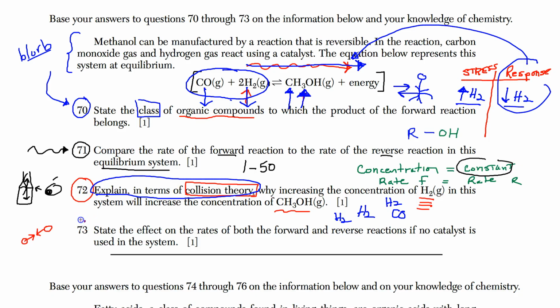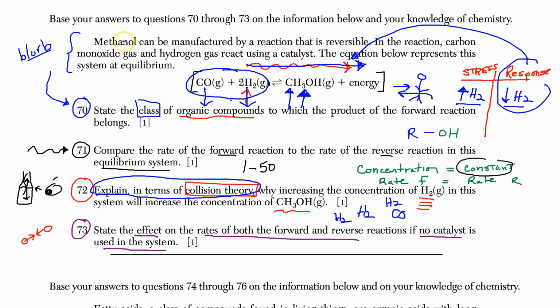Okay, number 73: state the effect on the rates of both the forward and reverse reactions if no catalyst is used in the system. All right, so now I'm kind of confused about the catalyst in the system, so I'm going to have to go back. I know I keep telling you guys, read the question first, but they're talking about no catalyst being used. Therefore, there must have been a catalyst used. Let me go into the blurb and see what it says.